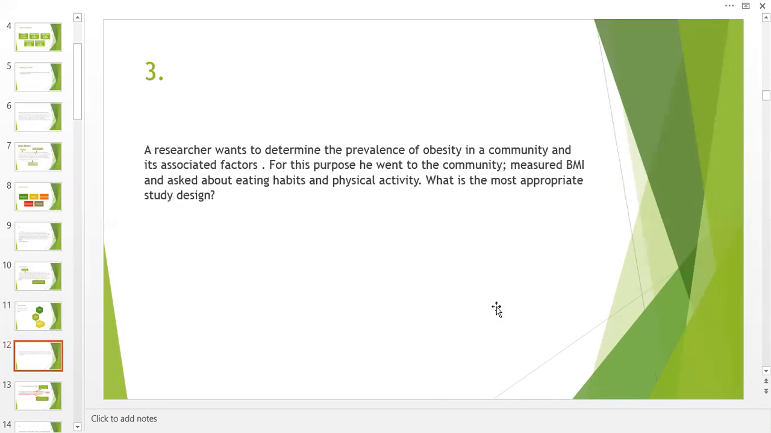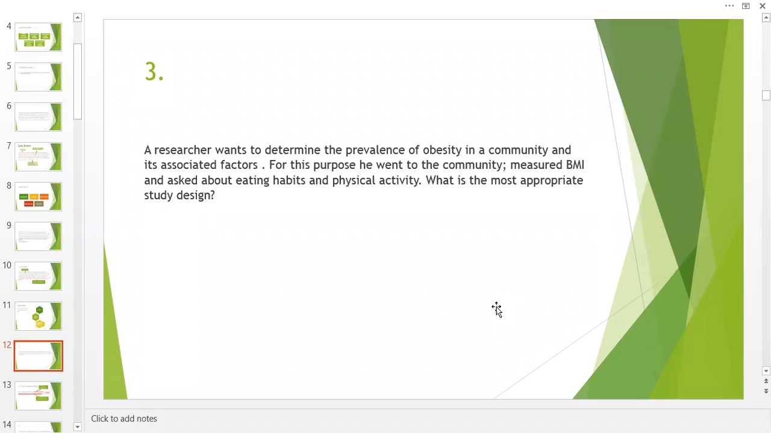Scenario number 3. A researcher wants to determine the prevalence of obesity in a community and its associated factors. For this purpose, he went to the community, measured BMI, and asked about eating habits and physical activity. What is the most appropriate study design?